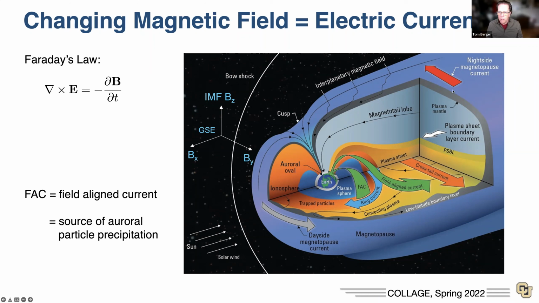There are other cross-tail currents and night-side currents that don't really make too much difference in terms of direct space weather effects. There's also the day-side magnetopause current. But the ring current is very key, and the field-aligned currents, which cause the aurora, are two key sources of current in this system.